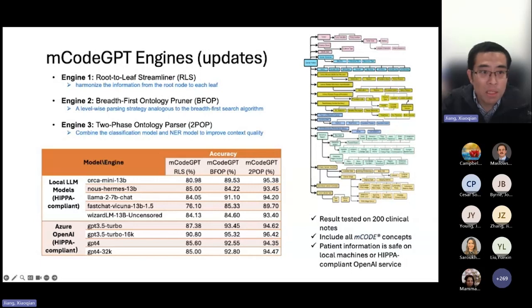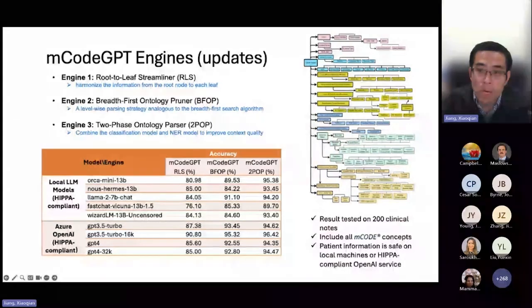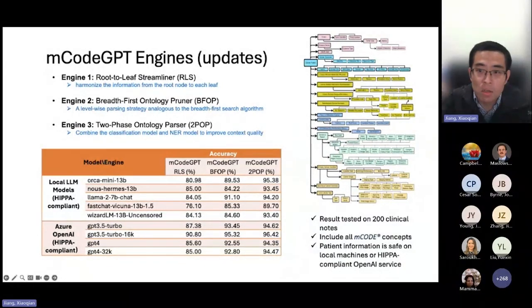So we come up with the second approach. It's called the breadth-first ontology pruner. So instead of asking all these questions to start with, we ask questions level-wise. We first ask a high level, and then go down the structure, and then expand the tree and this graph structure until we go to the leaf node. So it gives us much better performance.